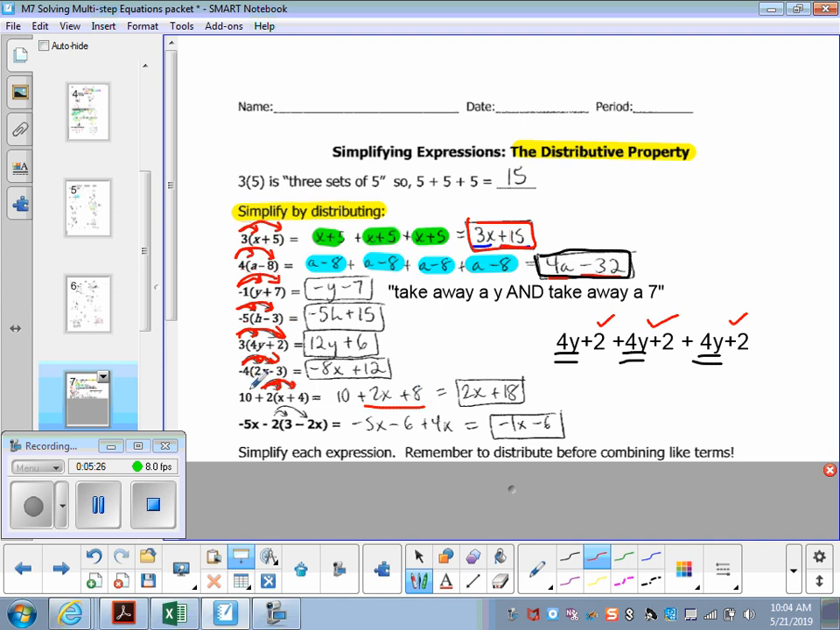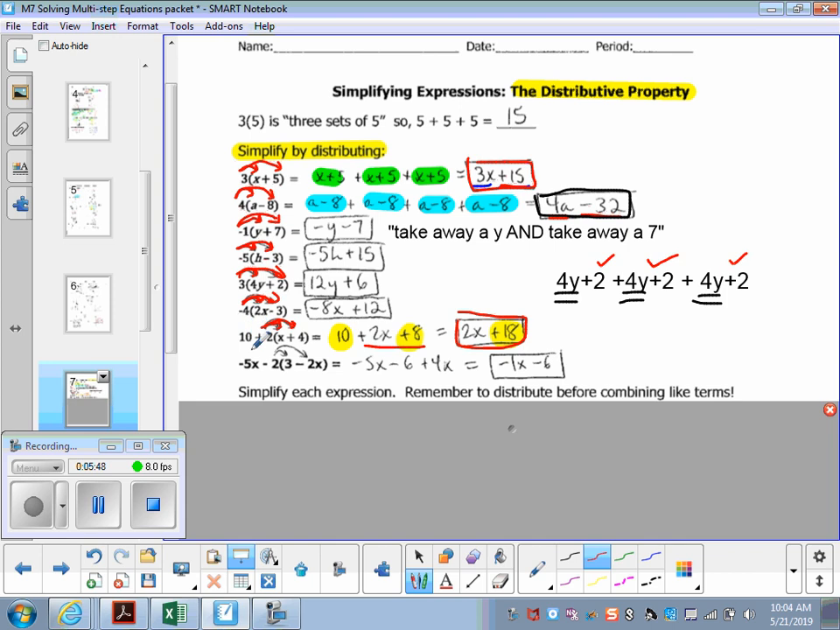Now I've got my 10 plus out in front, and I'm going to highlight here so you can see like terms. Now we combine that: the 10 plus 8 is the 18, and the 2x, there's nothing that can combine with it, so it's in my answer. And our final answer here becomes 2x plus 18.